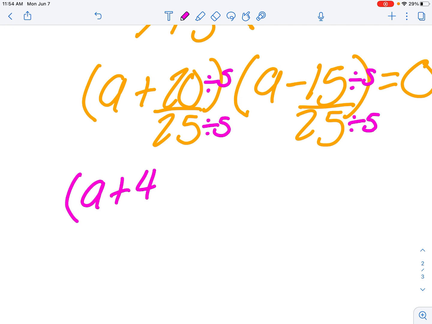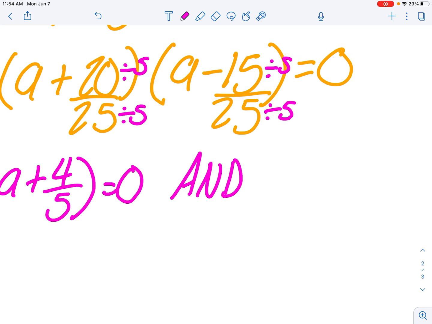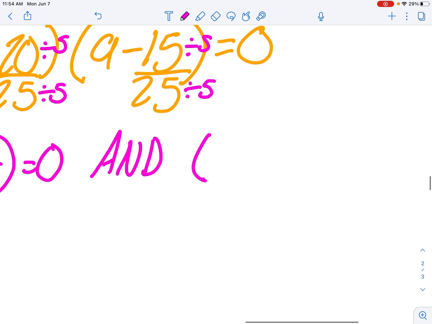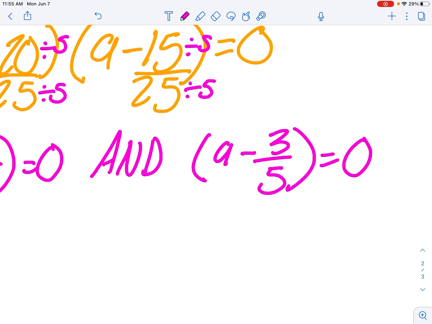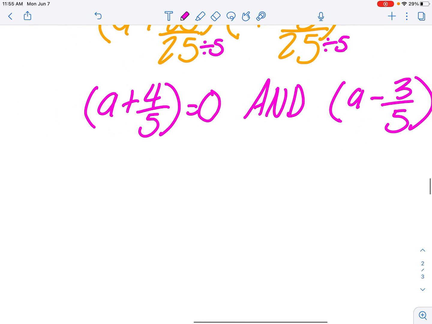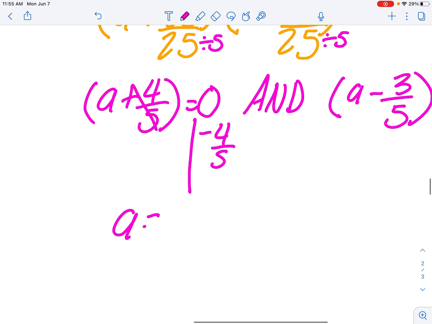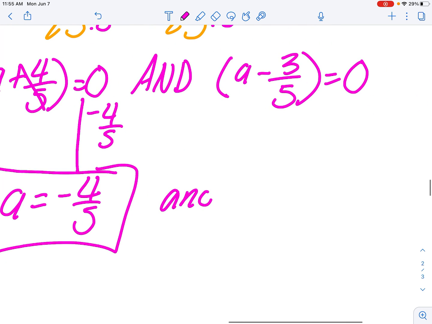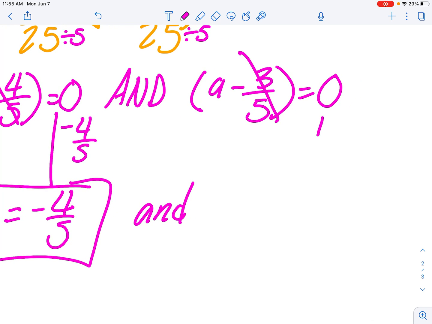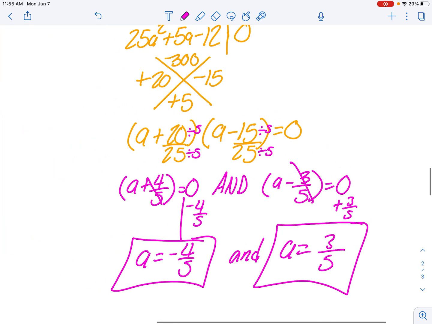So I'm going to get A plus 4 over 5 is equal to 0, and A minus 3 over 5 is equal to 0. So I'm going to solve, move minus 4 over 5. A is equal to negative 4 over 5. And move negative 3 over 5 over as plus 3 over 5. So I get A is equal to 3 over 5.